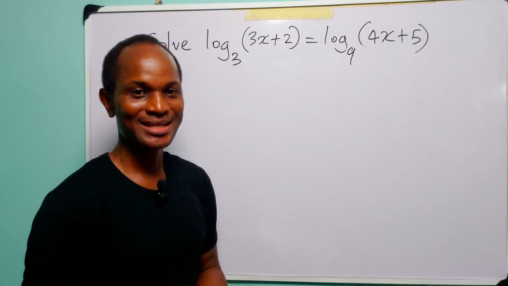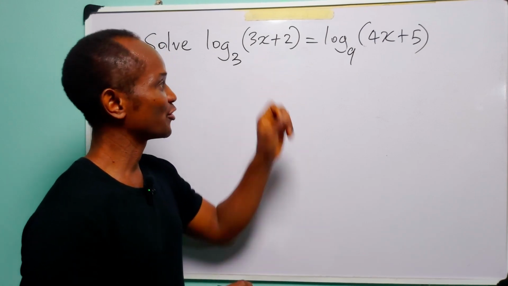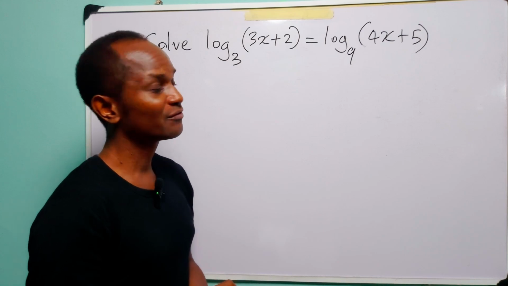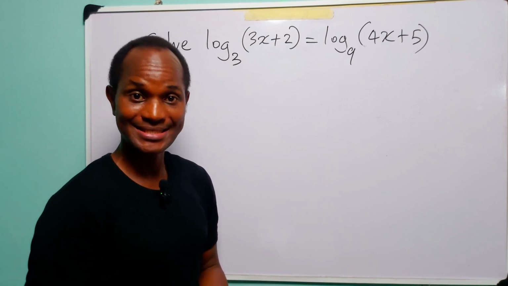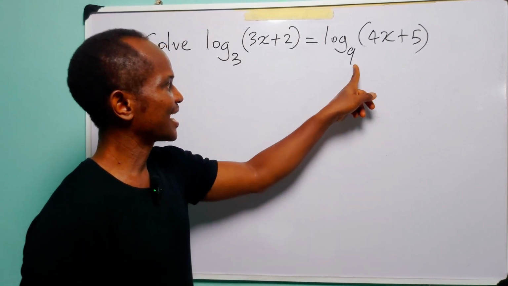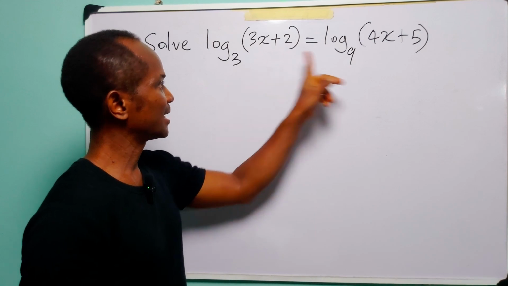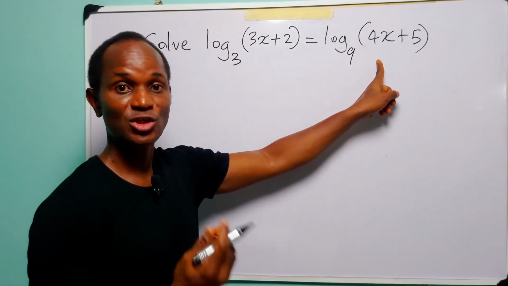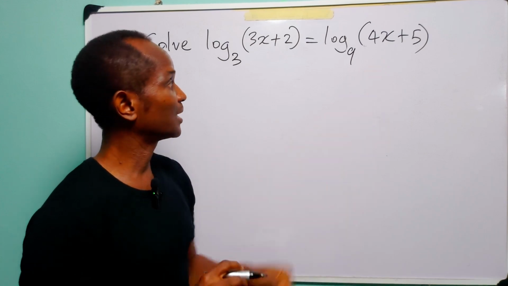Hello and welcome. In today's tutorial, we have a logarithmic equation in two different bases. But to solve this problem, we need to work in the same base. So since 9 is a multiple of 3, let us change the right-hand side from base 9 to base 3 using our change of base formula.